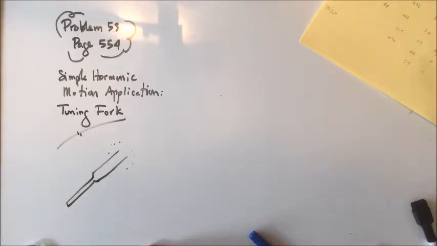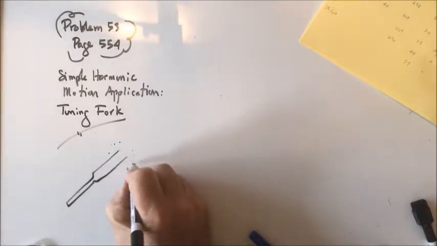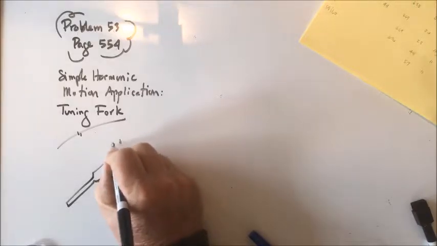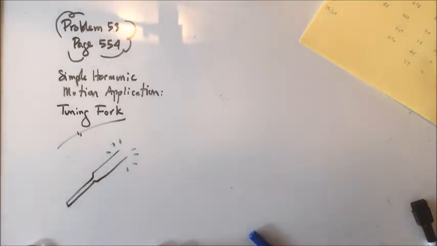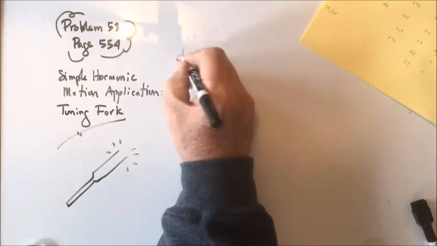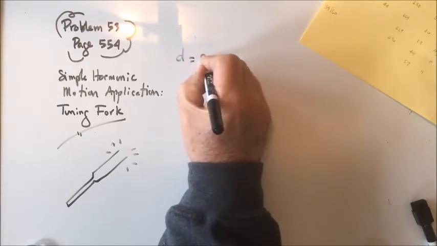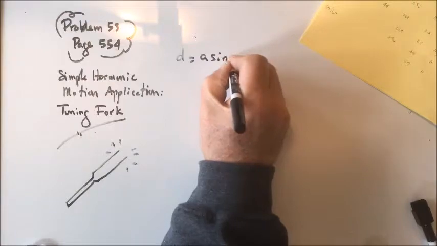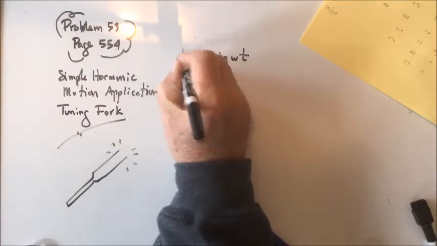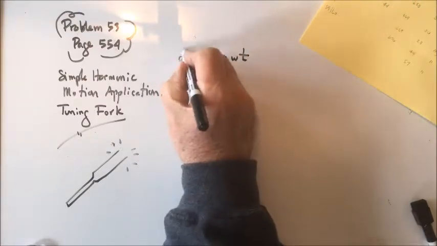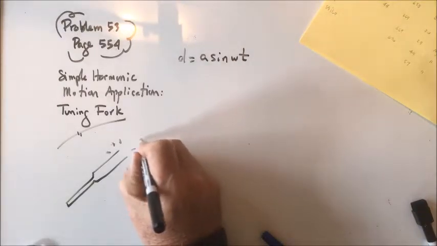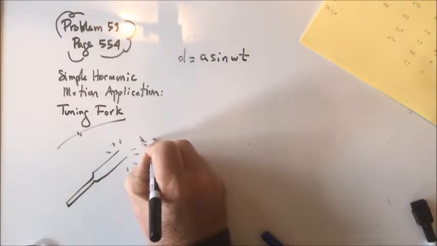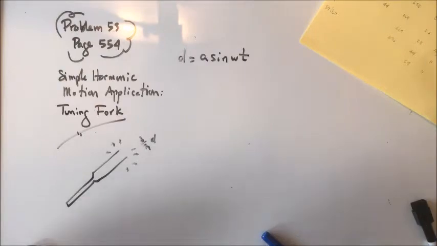So here's what the problem says. I'm trying to draw something which is oscillating. So this problem says the end of a tuning fork moves in simple harmonic motion given by D is equal to A sine omega t. So the D actually is this kind of distance right here.